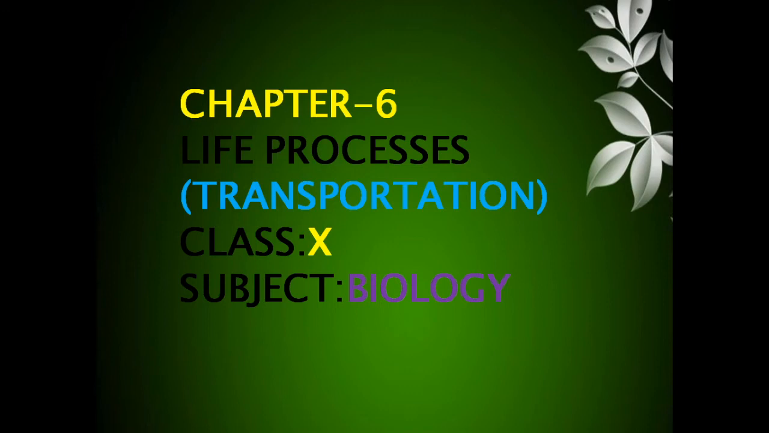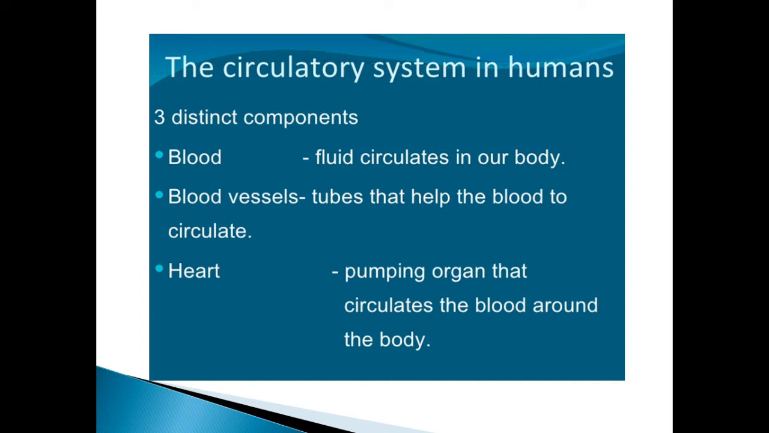Class 10 Biology, Chapter 6 Life Processes. In that, transportation. To transport materials within the body, we have the circulatory system. In human beings, the circulatory system consists of three main components: blood, blood vessels, and heart. Blood is a fluid that circulates in our body. Blood vessels are tubes that help the blood to circulate. The heart is a pumping organ that circulates the blood around the body.